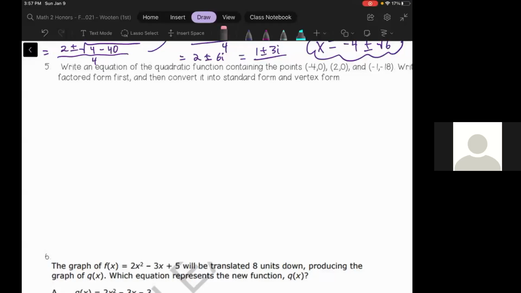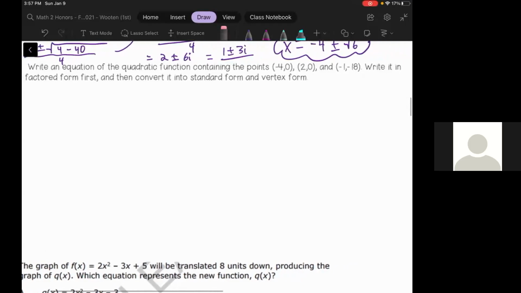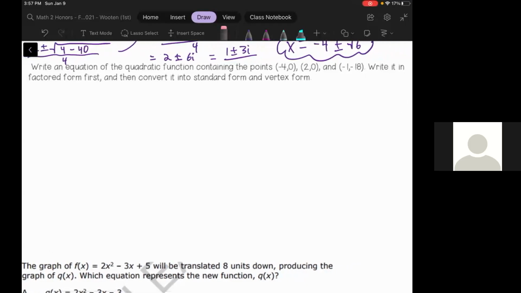All right, number 5, write an equation of the quadratic function containing points (-4, 0), (2, 0), and (-1, -18). Write it in factored form first, then convert it into standard form and vertex form. All right, so I'm going to write this in factored form first.